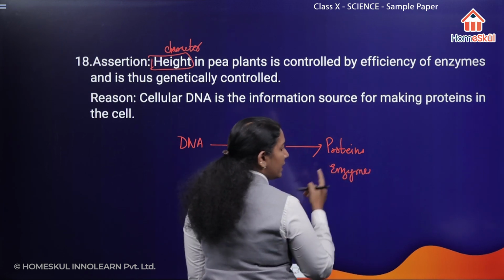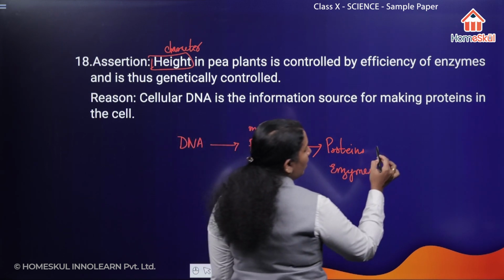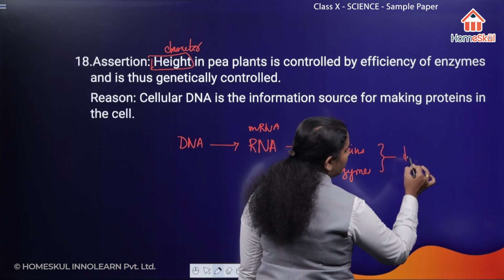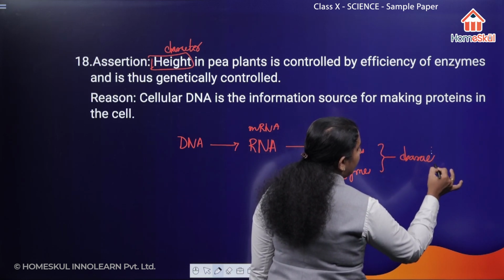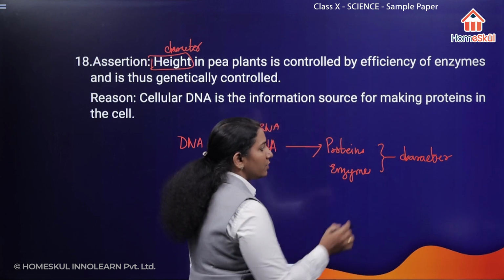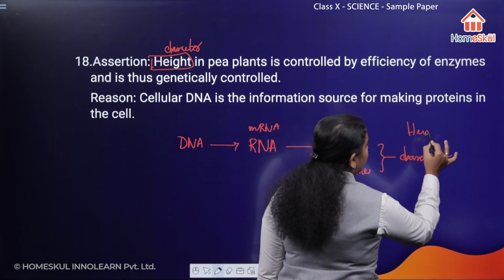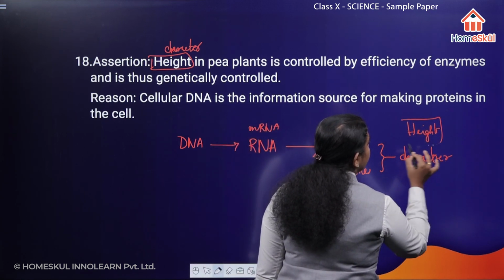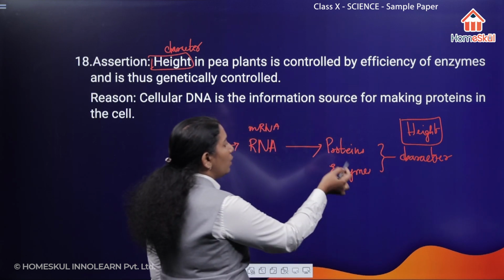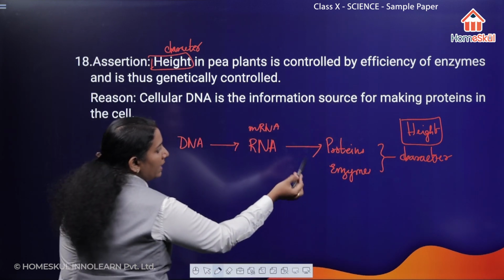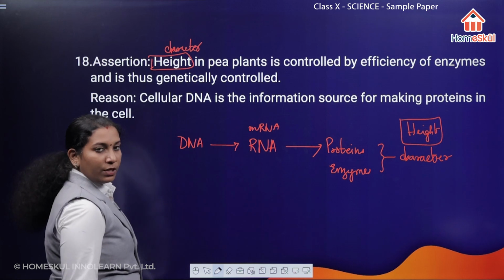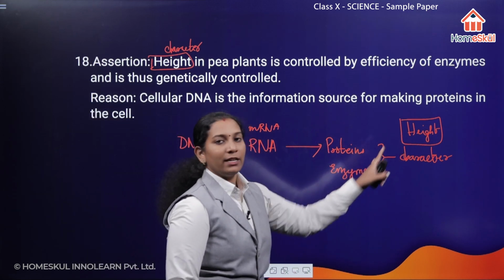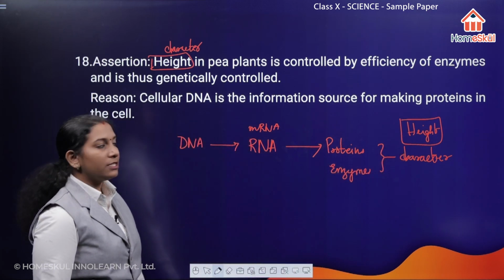So these proteins or enzymes are controlling what? A particular character in every organism. Here height is a character, right? So this character is controlled by these things: proteins, enzymes, RNA and DNA. So they are genetically controlled. Yes, the statement is true.